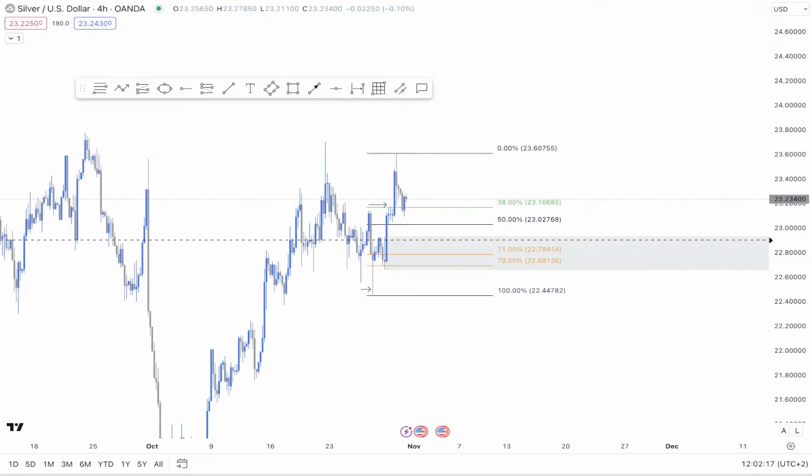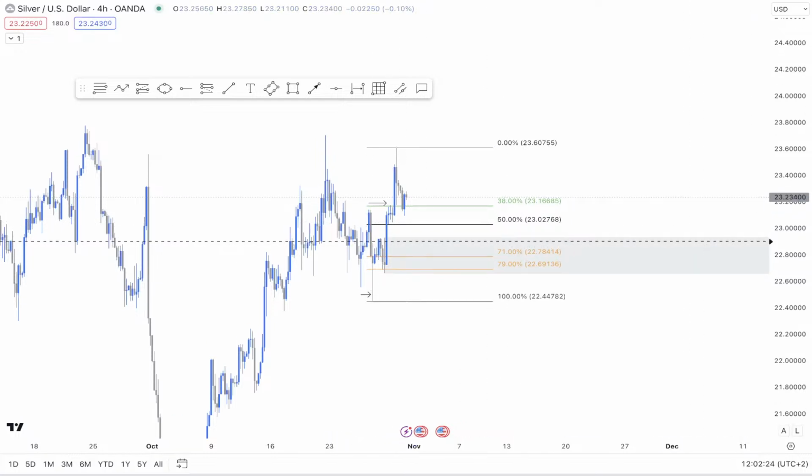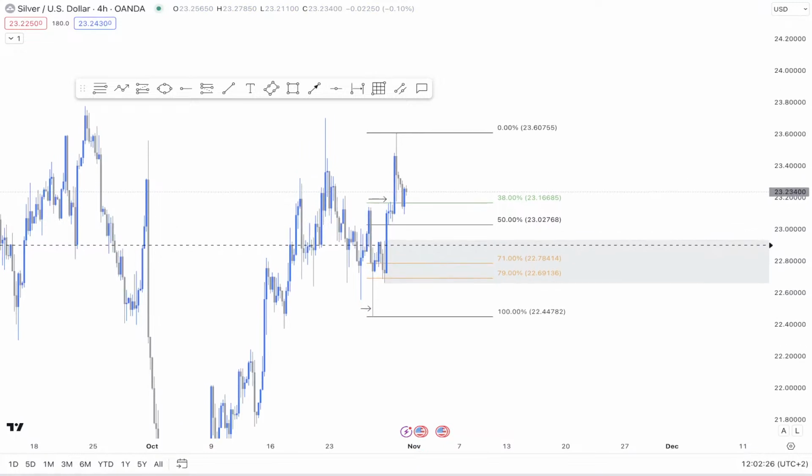So on gold, no setups. We're just going to leave the price to develop some more over there. And then on silver, we have this beautiful buy limit opportunity. And yeah, I don't want to make it too long. This pretty much ends today's metals analysis.